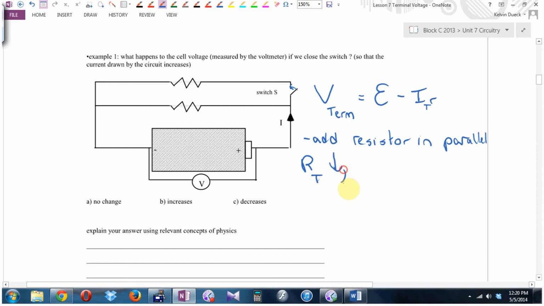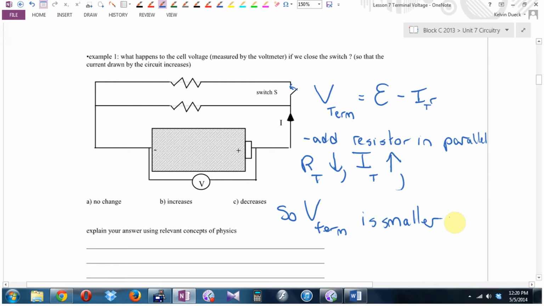Decreases. If your total resistance decreases, what happens to your total current? Increases. So somehow that little ramp at the end of the chairlift just got bigger, which, again, my analogy breaks down, but it works good for everything else, so we're still using it.